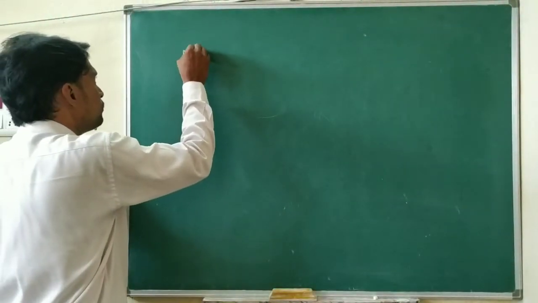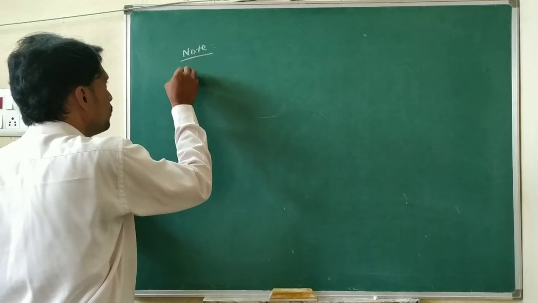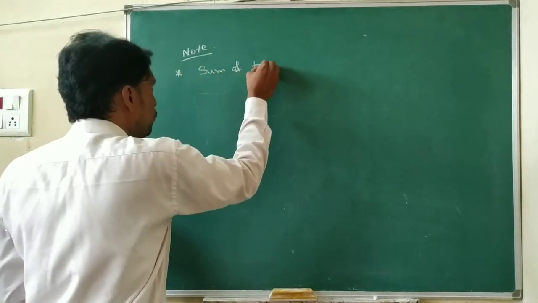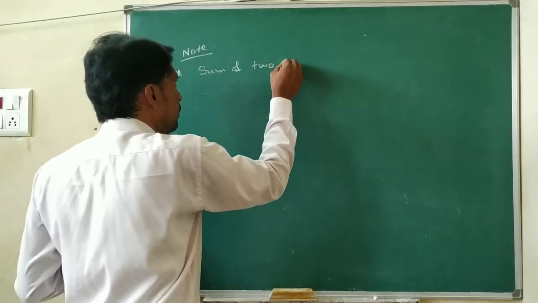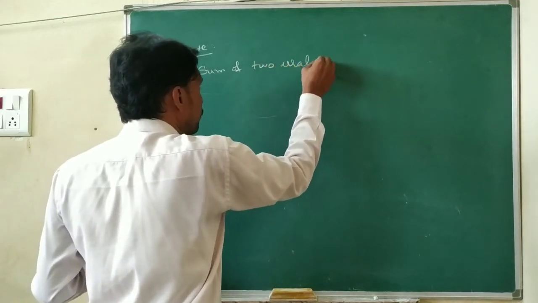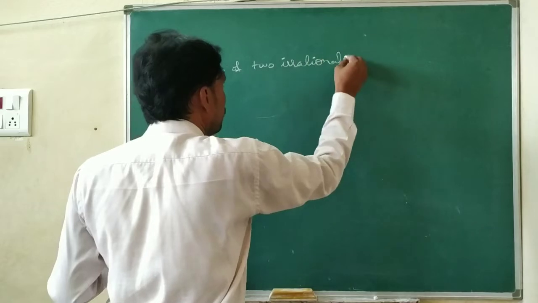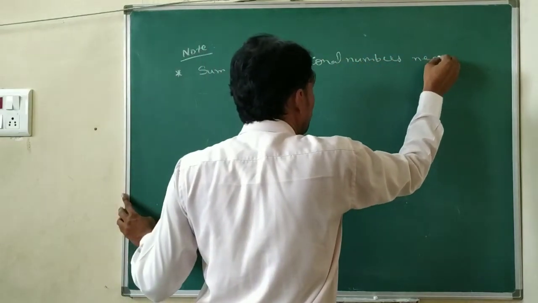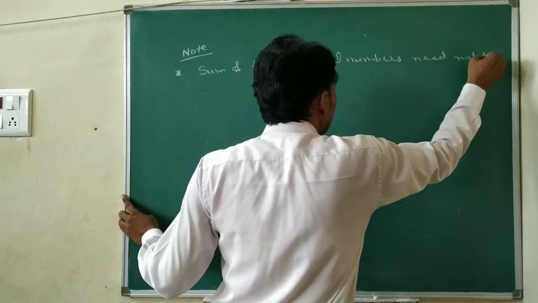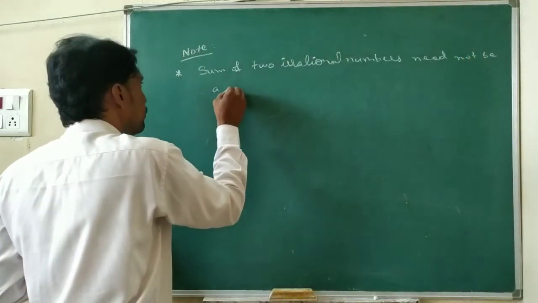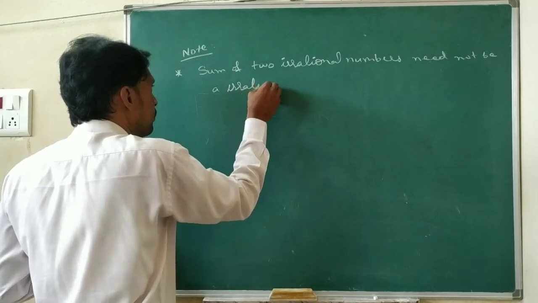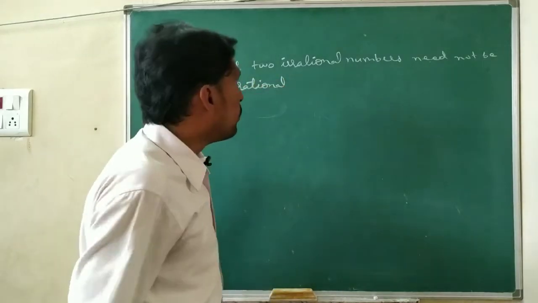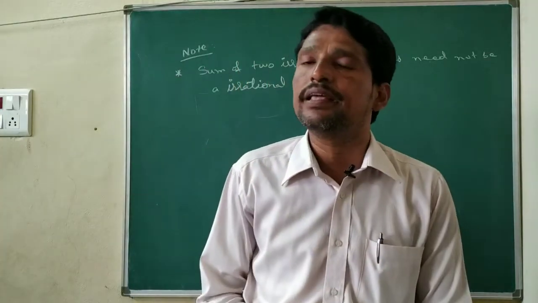Notes. First one: the sum of two irrational numbers need not be an irrational number.